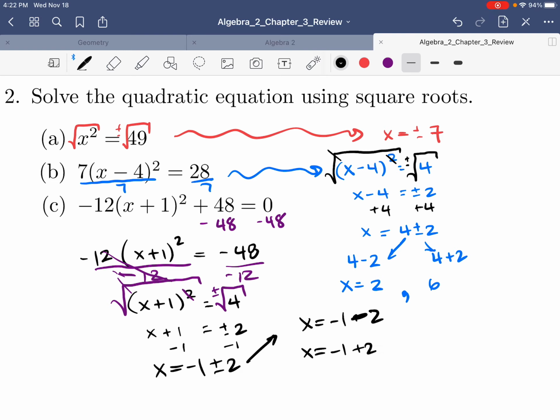Some people might ask, why did you just write it this way? I ran out of room. That's the only reason why. This equals negative 3. And this equals 1. So my answers are x equals negative 3, the smaller number, and 1, the larger of the two numbers. And that's how you solve using the square root.